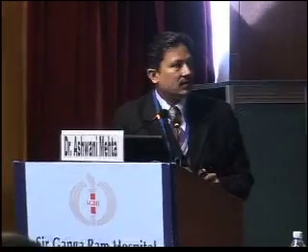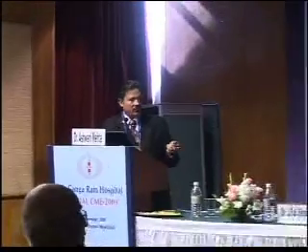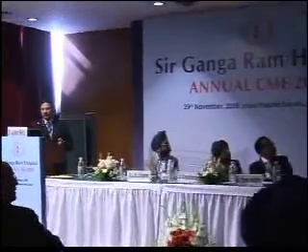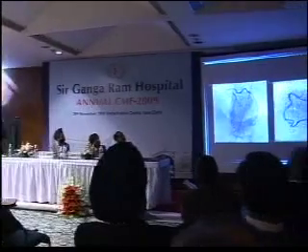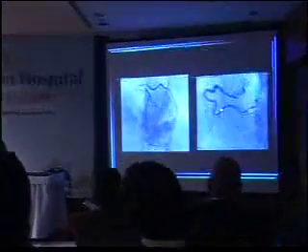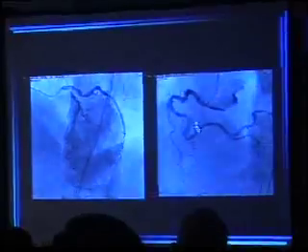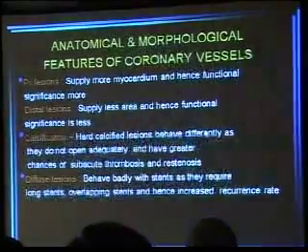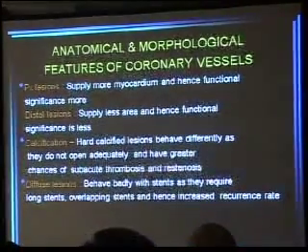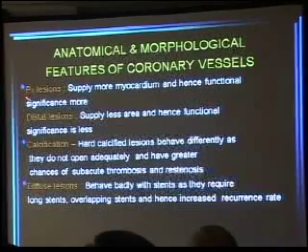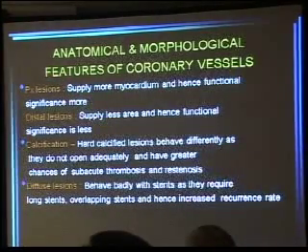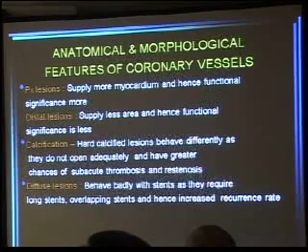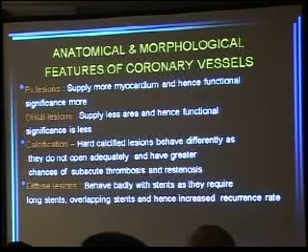If we see a coronary angiogram, of course, we need to study our coronary angiograms in relation to their anatomical and morphological features. We should see whether the patients have proximal lesions, which basically means that they supply more myocardium, and hence the functional significance of the proximal lesions would be much more than the distal ones.